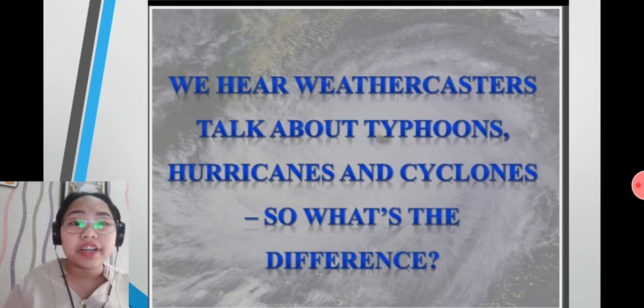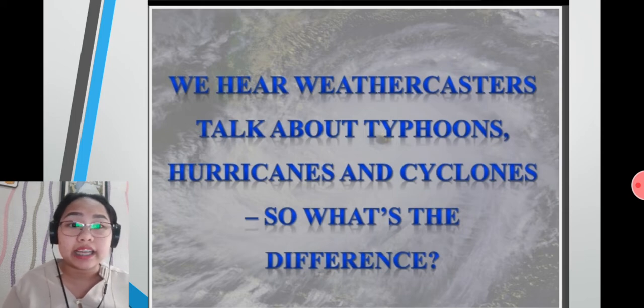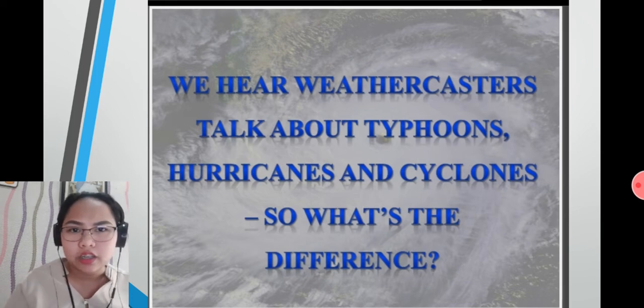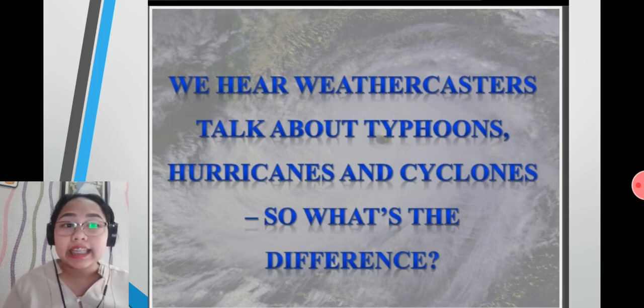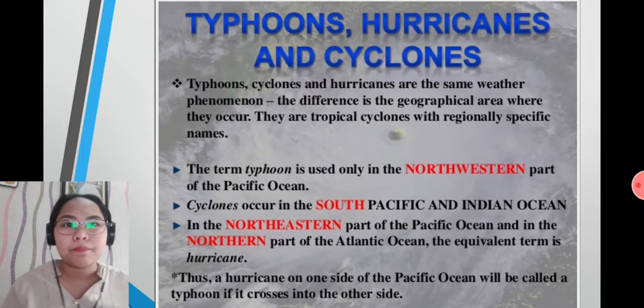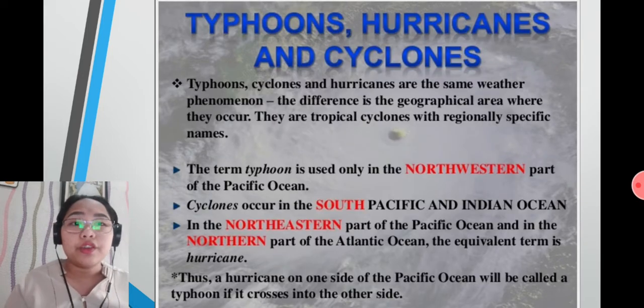we hear weathercasters talk about typhoons, hurricanes, and cyclones. So what's the difference between those three? Again, what do you think are the differences between typhoon, hurricane, and cyclones? So let's see. First, typhoon, cyclones, and hurricanes are the same weather phenomenon. The difference is in the geographical area where they occur.